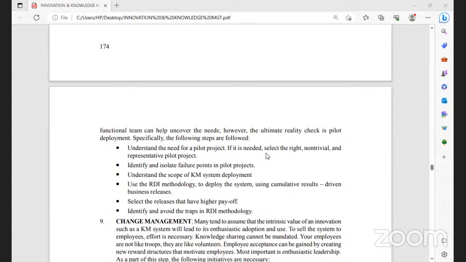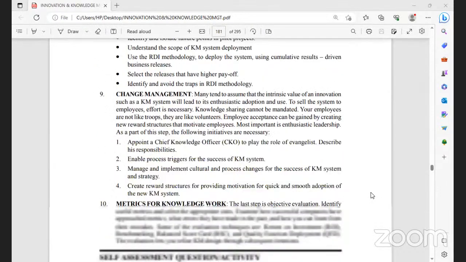Understand the need for a pilot project. If it is needed, select the right non-trivial and representative pilot project. Identify and isolate failure points in pilot projects. Understand the scope of knowledge management system deployment. Use the RDA methodology to deploy the system using cumulative results-driven business releases. Select the releases that have higher payoff. Identify and avoid the traps in the RDA methodology.